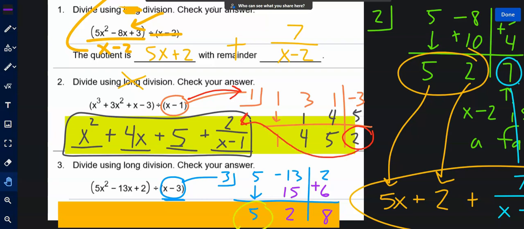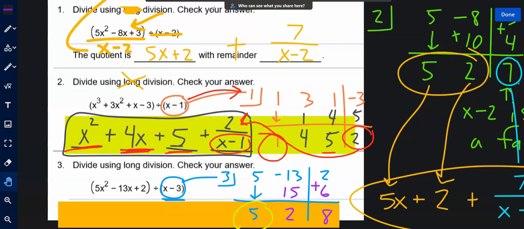So, I get a remainder of 2. That's 2 over x minus 1. The next thing's your constant. The next thing's your linear. And the last thing, which is the 1 over here, is the squared term. This one had a squared term in it too. So remainder, constant, linear, squared, or quadratic.